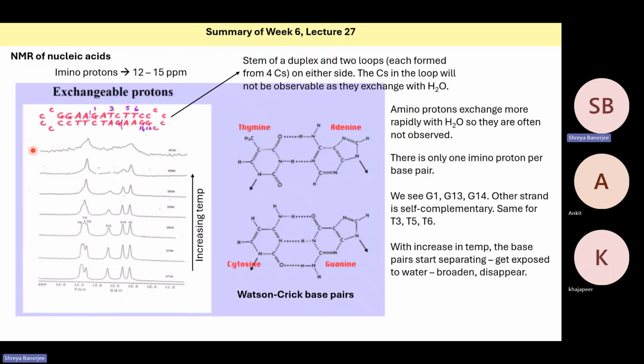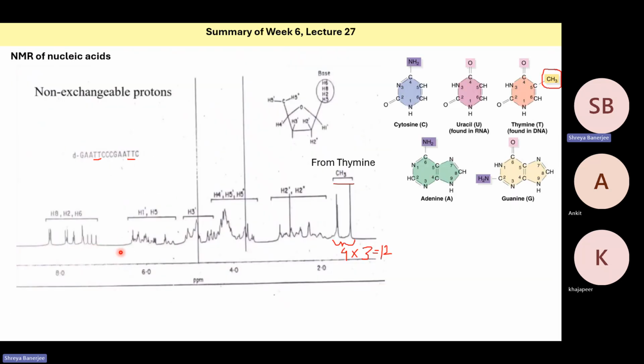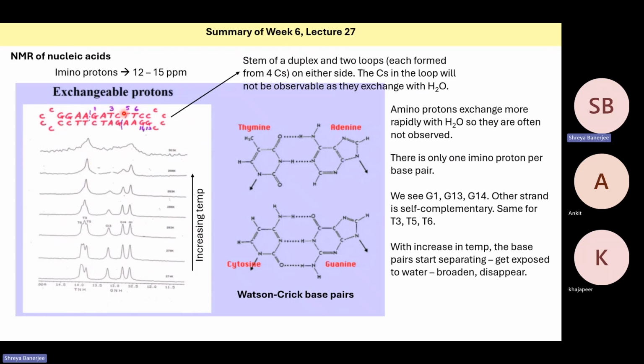So here we were talking about the non-exchangeable protons, which are the protons of the sugar ring and the nitrogenous base. Now we will look at the exchangeable protons. So here we have a duplex sequence. So GGAA, GATC, TTCC. This is the duplex segment. And at both ends of the duplex, you have a loop made up of 4 cytosines. So these cytosines that are part of the loop are not paired. And these will not be observable because they will exchange protons.